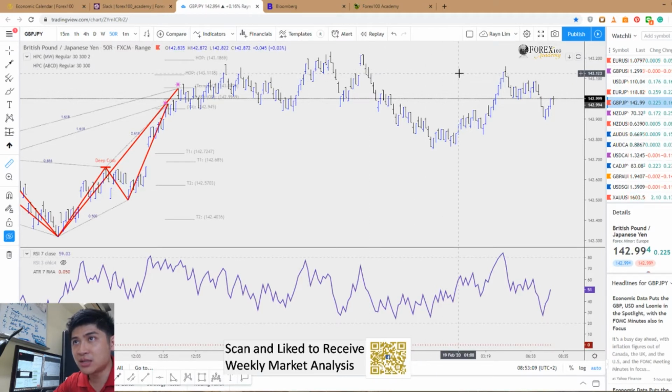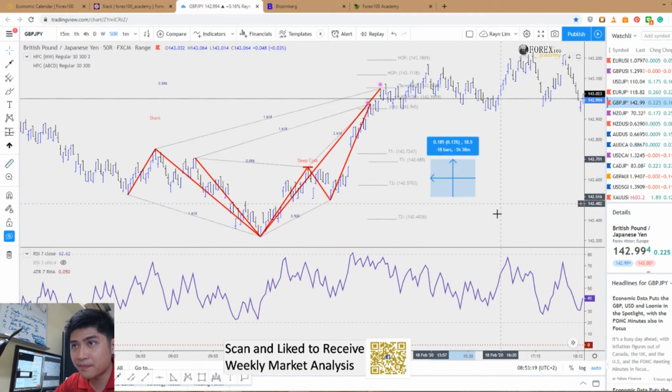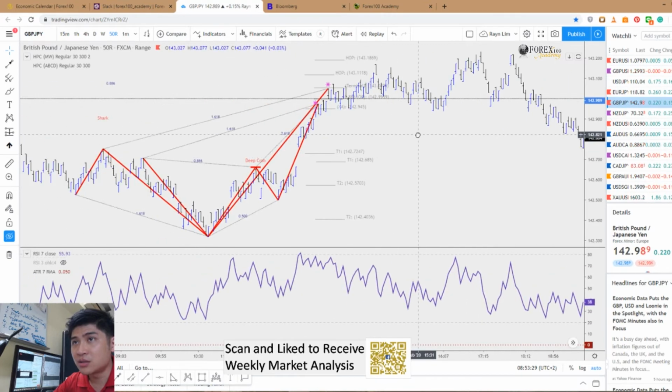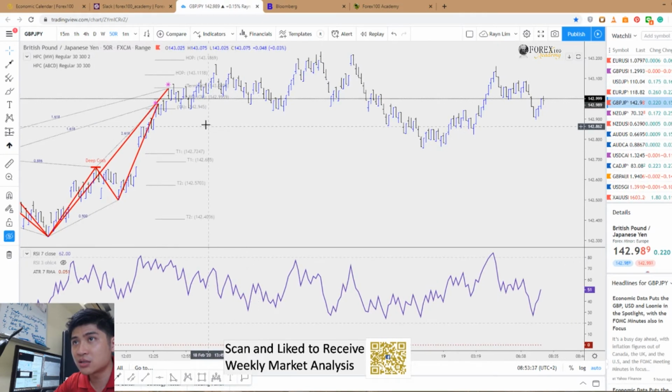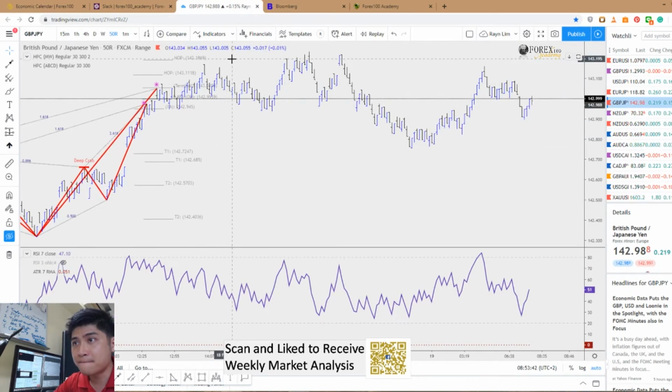Alright, so let's see over here your crab pattern. In fact, we should be looking at shark, correct? Shark is the first pattern that formed up. Yeah, so anyway, we should be looking at shark because I always go for the first pattern. Alright, so shark pattern confirmation somewhere over here as well.